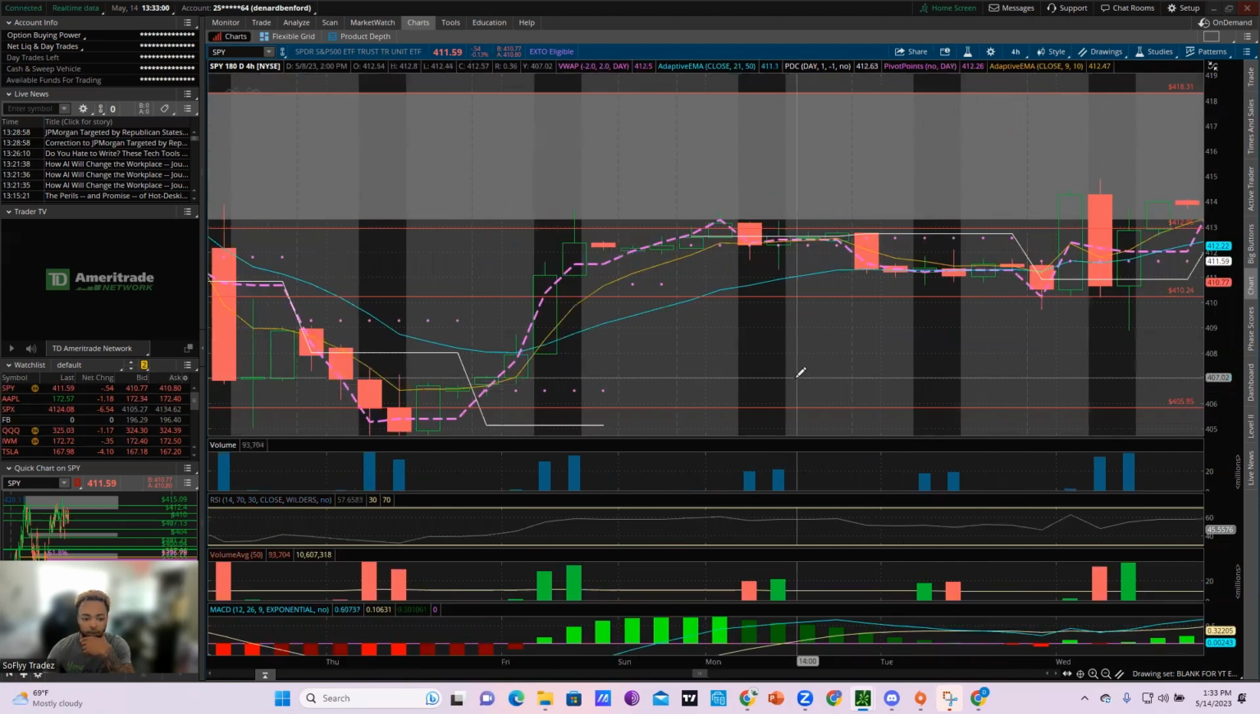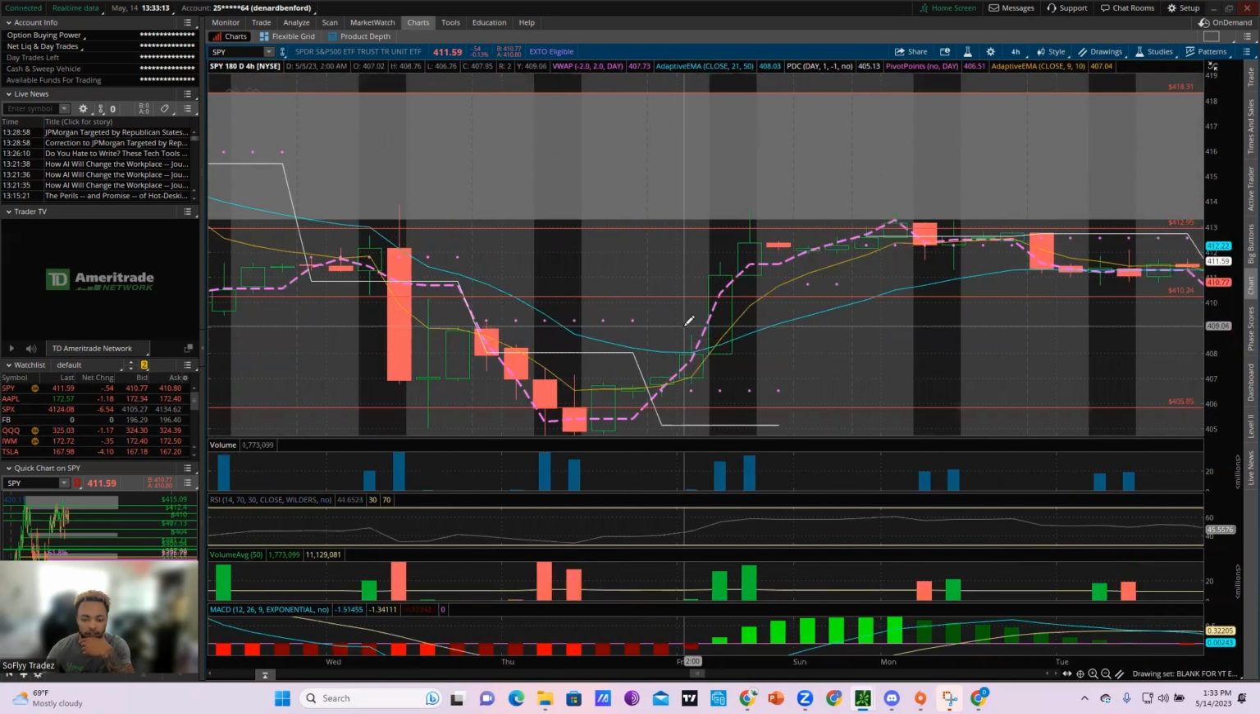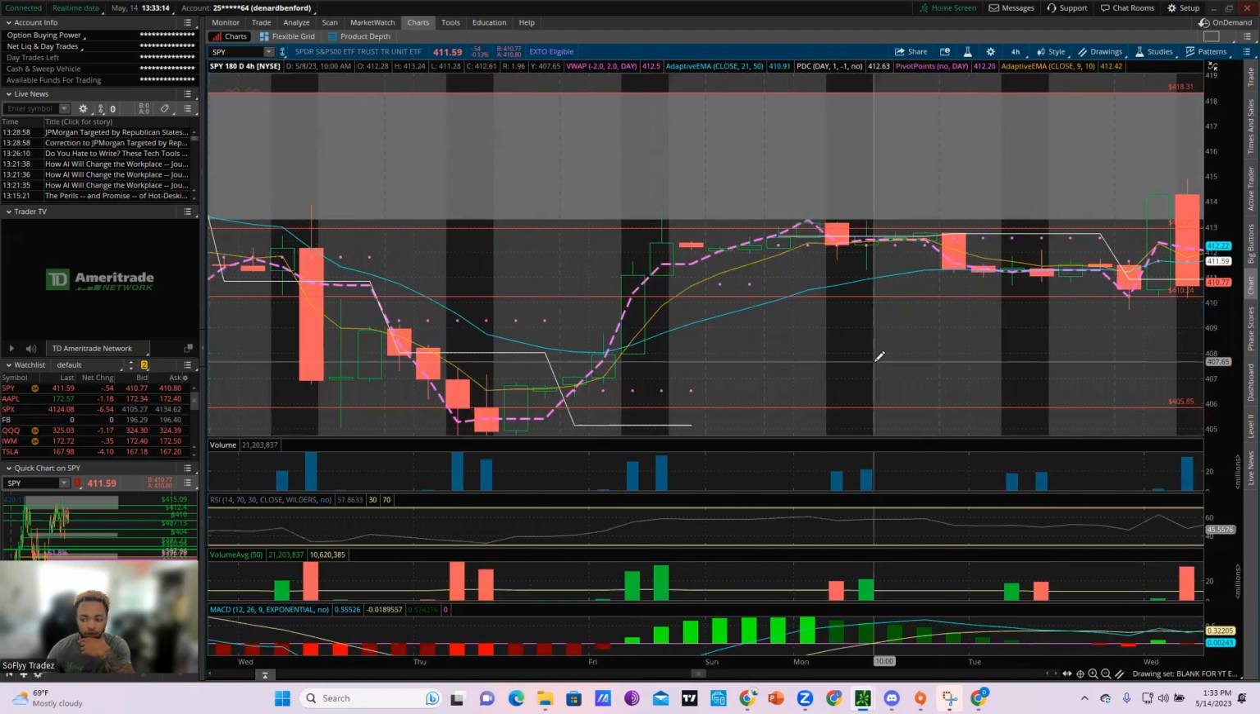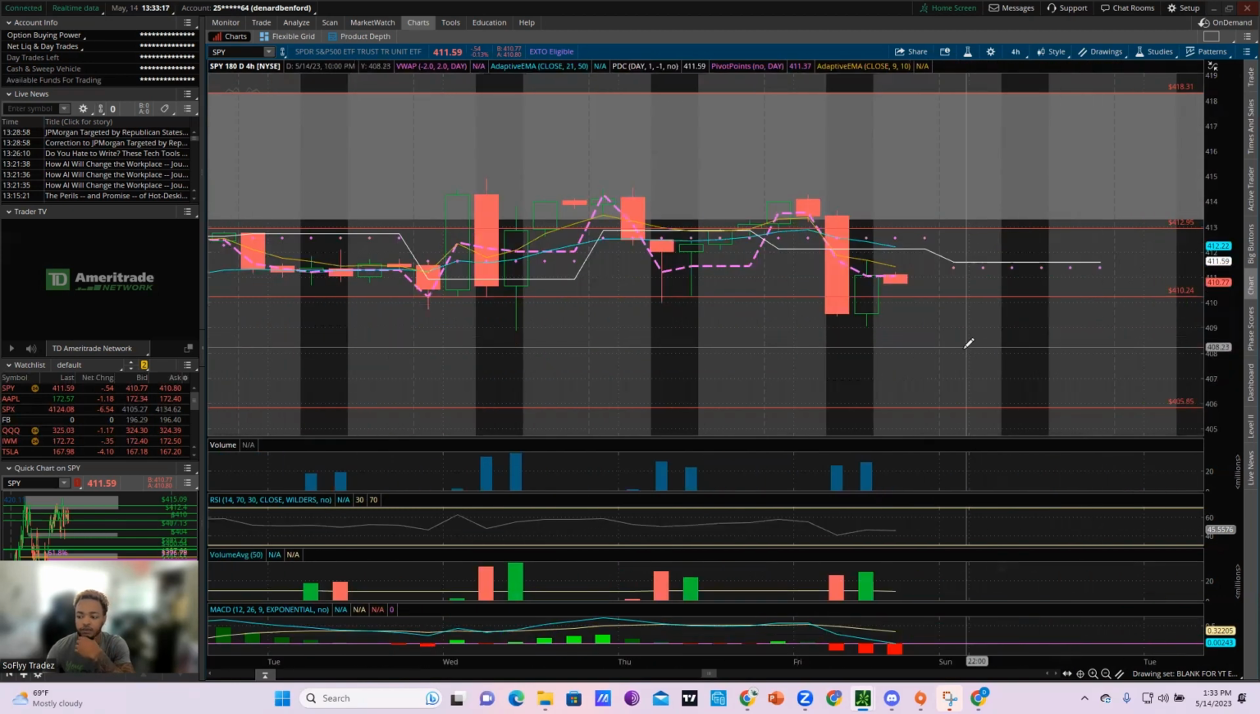Just trying to see an area where I could trim. I'd trim down at 408, since we had some wicks rejecting off this little area, 409 to 408. So if we reject 410, my first price target will be that 408 area.